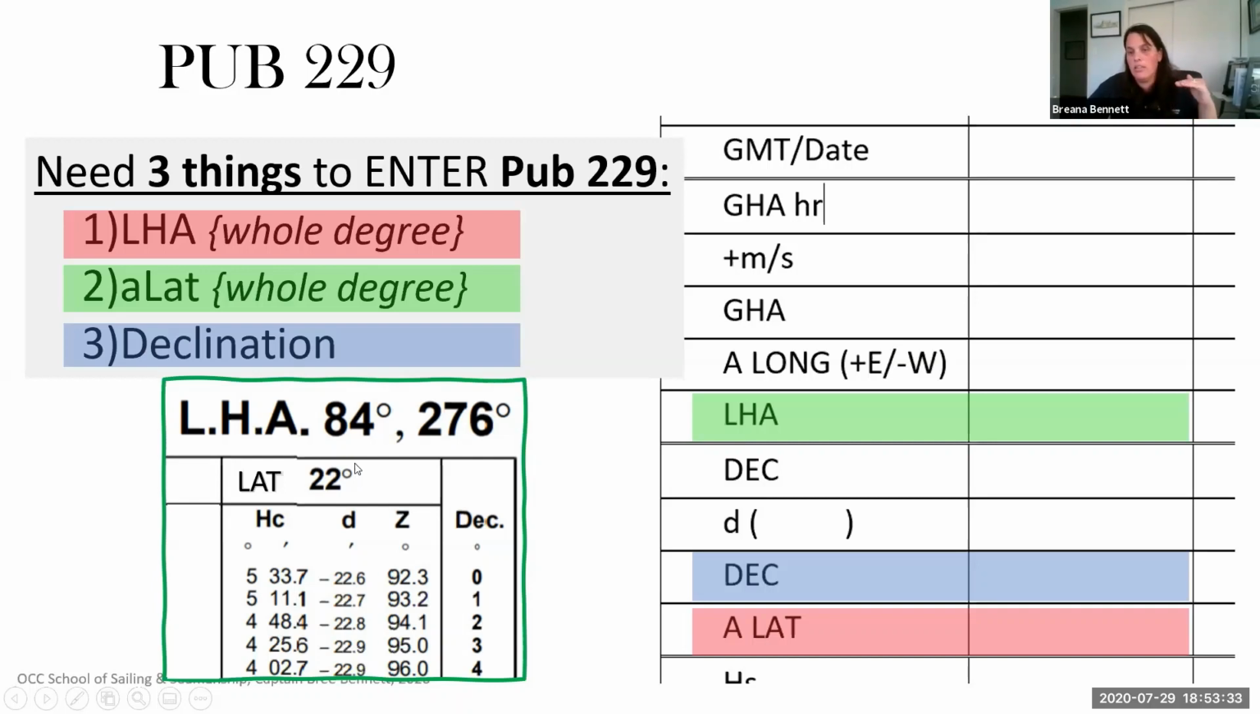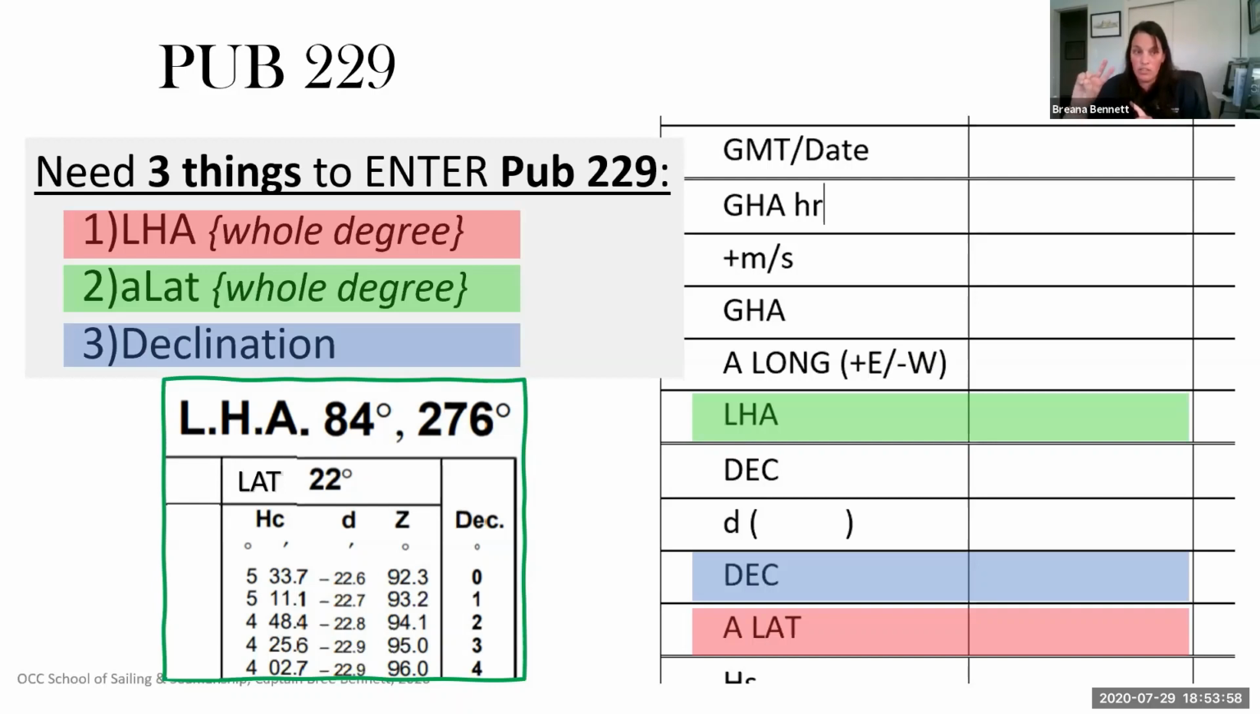degrees even. I know that I'm not there, but I'm making an assumed latitude so that my calculations in Pub 229 are much, much easier, because I'm not going to do triple interpolation. I'm only going to do it once. And how we do that is by using a whole degree for 2 of the 3 values.